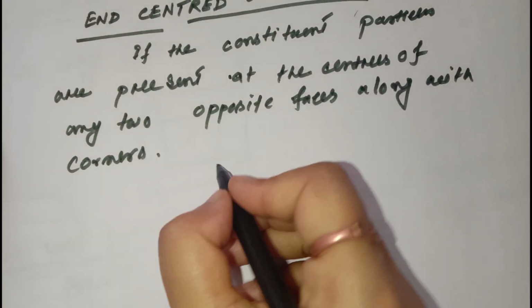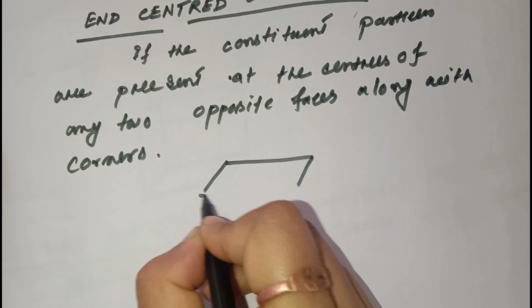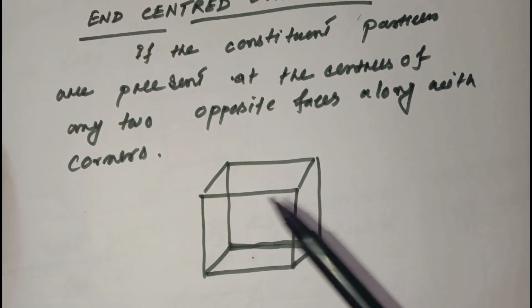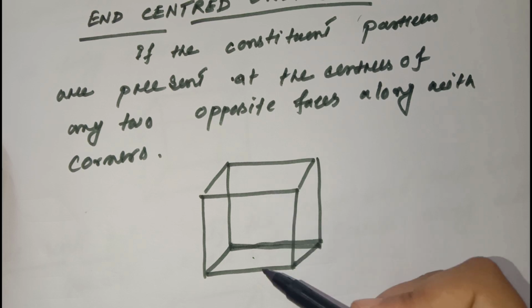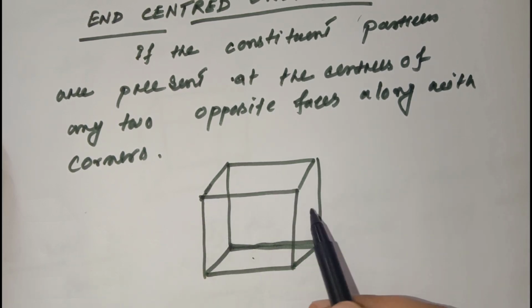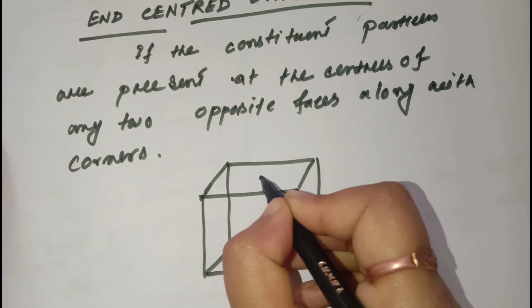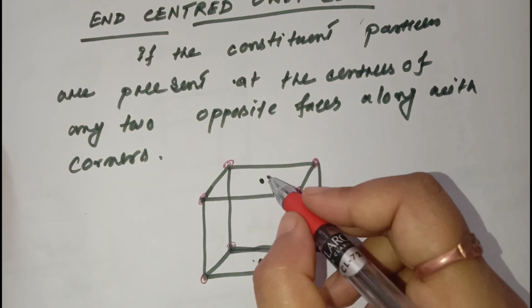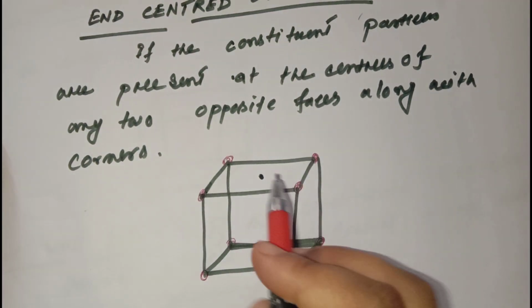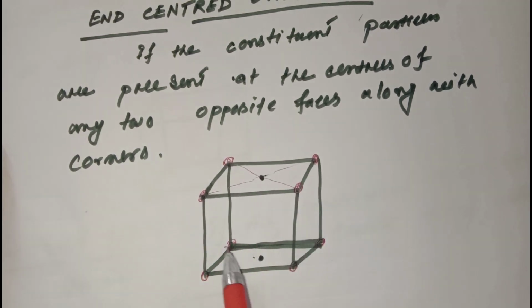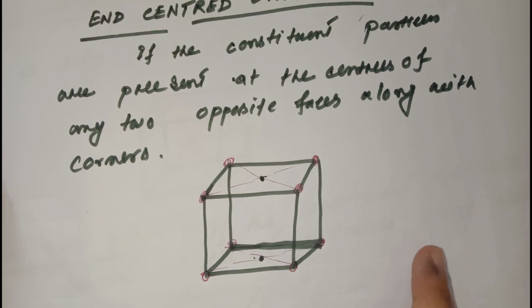See, this is a unit cell. I am considering these two opposite faces. You can also consider these two opposite faces. So this is the center point and this one is the another center, and 8 corner positions and the two opposite centers of the faces. So this is known as the end centered unit cell.